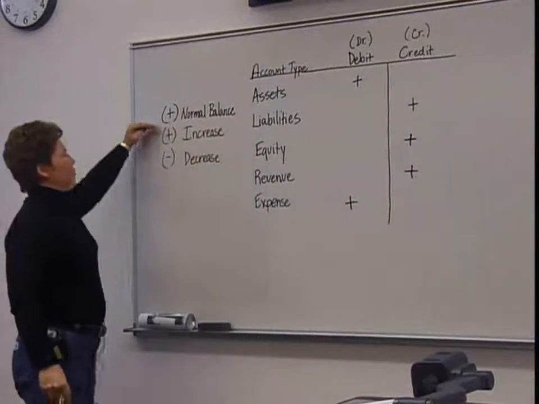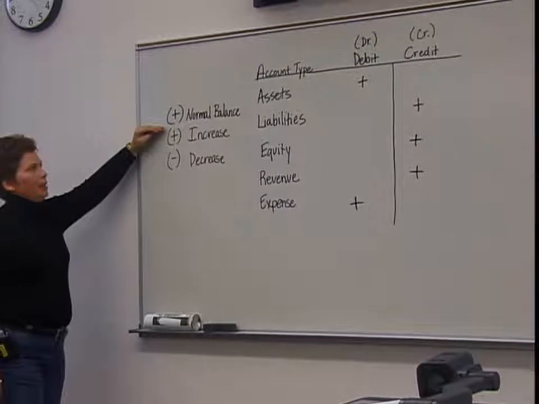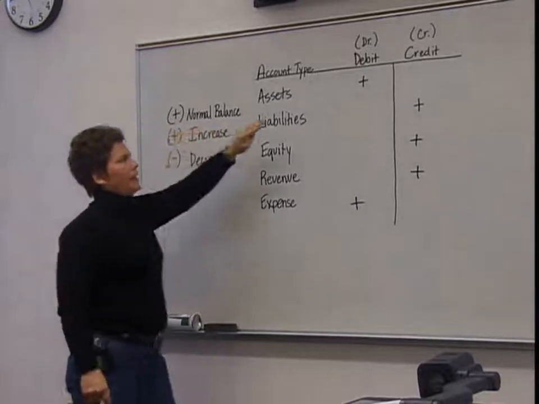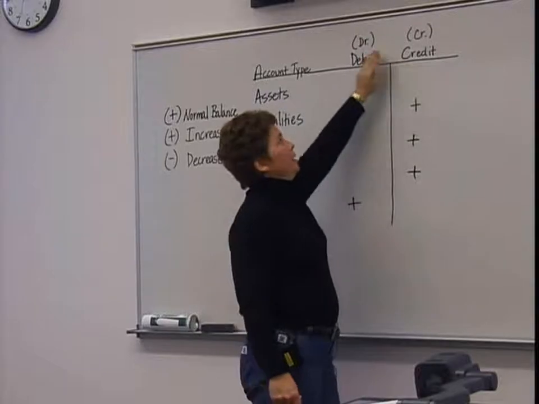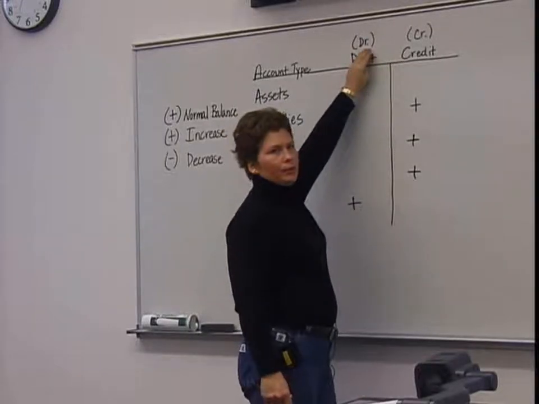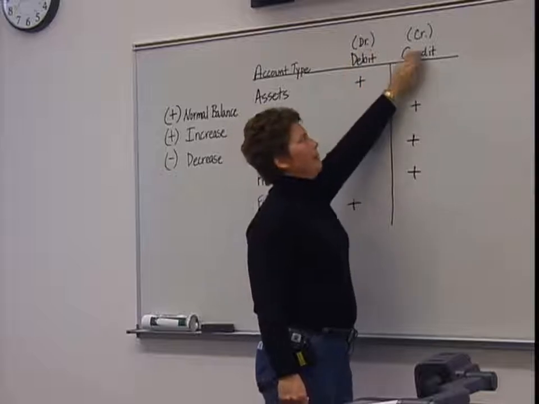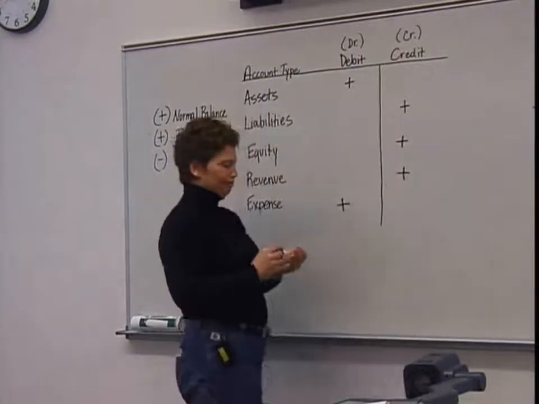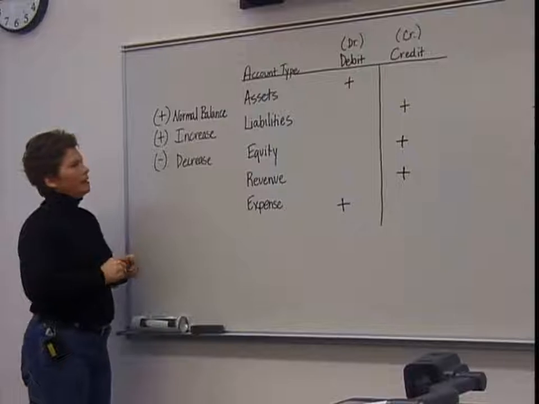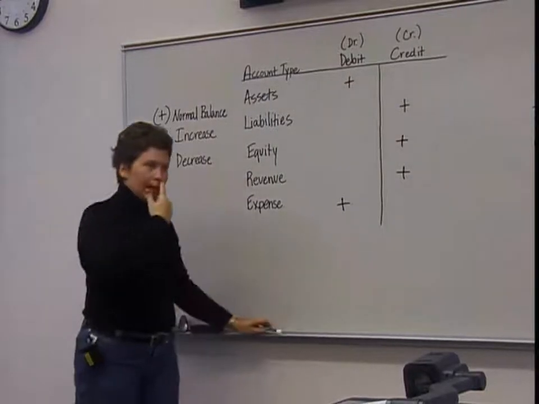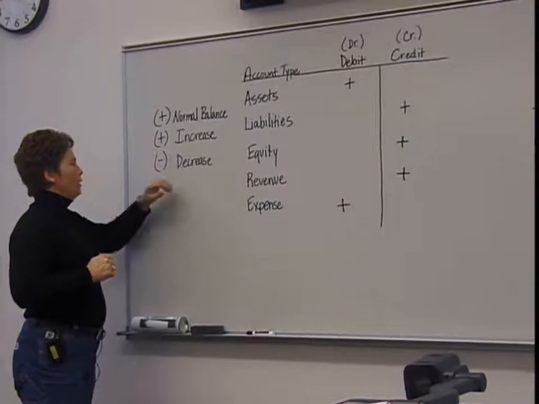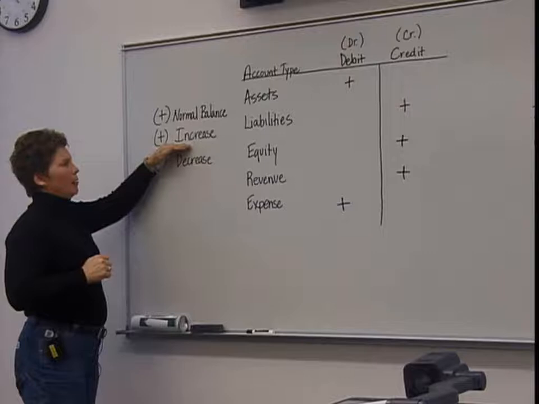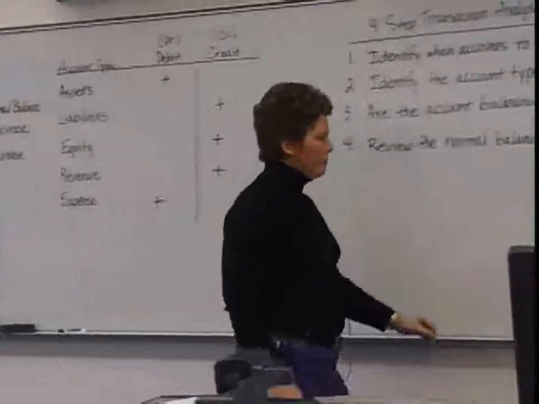So again, we just went through the 5 account types, and we talked about what side is affected, left or right. It's indicated by a debit on the left side, a credit on the right side. The abbreviations for these that you will see in the text are DR for debit and CR for credit. The next thing that we need to do at this point is to find out how we decrease these account types. So we're going to look at that as well as how we increase them.